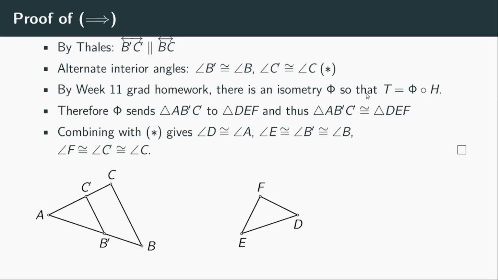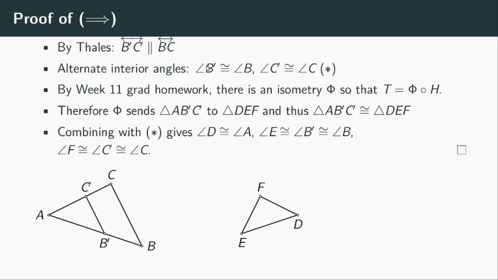And now just thinking about what composition means, that means H sends ABC to A B prime C prime, but T takes ABC to DEF over here. So what that tells us is that the isometry phi sends the triangle A, B prime, C prime to the triangle DEF. And in particular then, A, B prime, C prime is congruent to DEF. And so my two little triangles in my picture are congruent to each other.